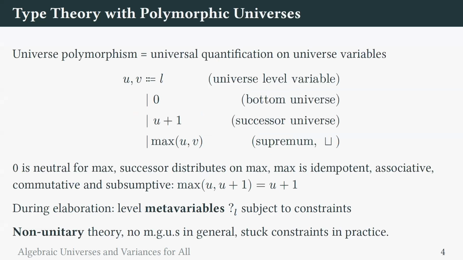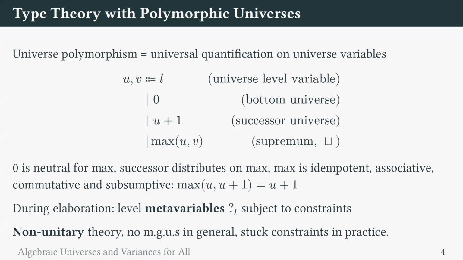When we look at the algebra of universes, we have this bottom universe, successor, and max. But usually when you do polymorphism, we also have a notion of variables that can be substituted by arbitrary expressions. And we have some algebraic laws to follow. 0 is neutral for max, successor distributes on max. Max is associative, commutative, and subsumptive in the sense that max(u, u+1) should be equal to u+1 in your theory.